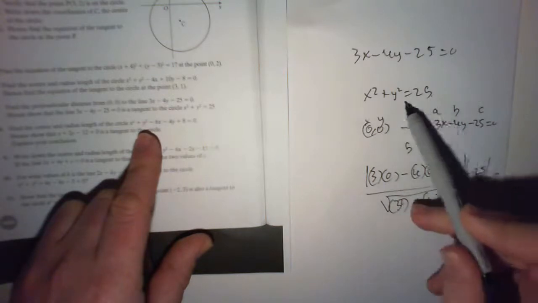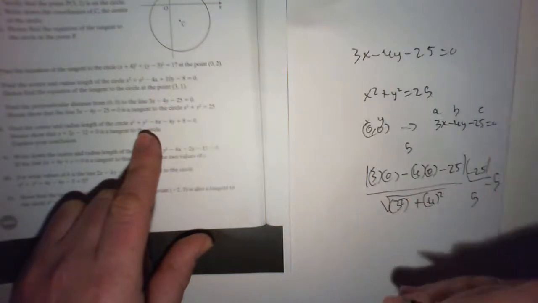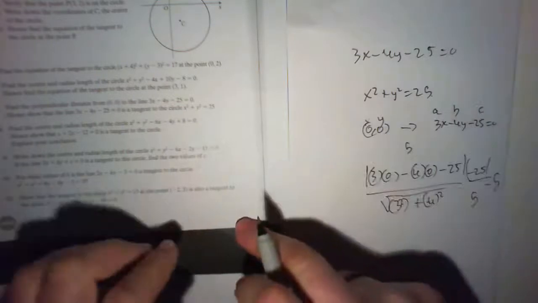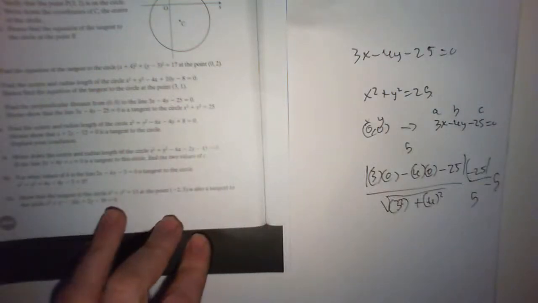The radius of this circle is 5. Hence, they have to be tangents. It's as simple as that. So there's a nice little easy starter just to get you into the swing of things. We'll go a little bit tougher, I think, on the next one.